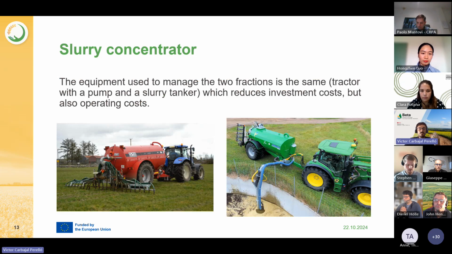The equipment used to manage the two fractions is then the same, consisting of a tractor with a pump and a slurry tanker, which significantly reduces the investment cost, but also operating costs, as the time required to manage these fractions is also less than with the current solutions. In addition, it's easier to monitor the nutrients applied to the soil, as there are devices that can monitor the nutrient content of the liquid fraction online, allowing precision fertilization and avoiding nutrient losses and emissions.